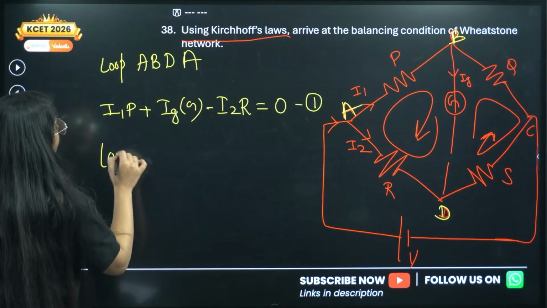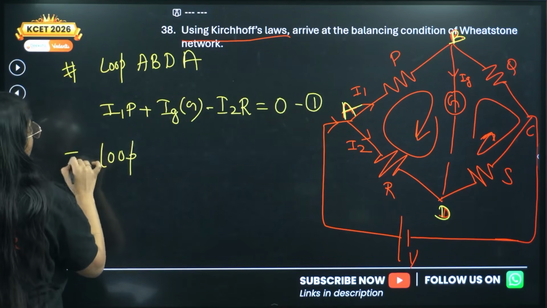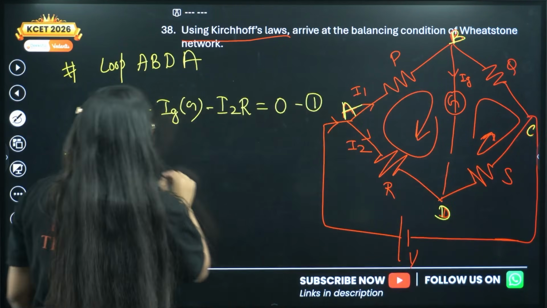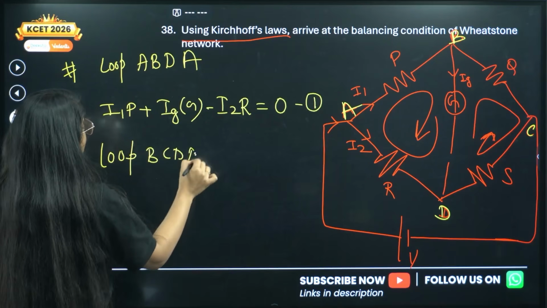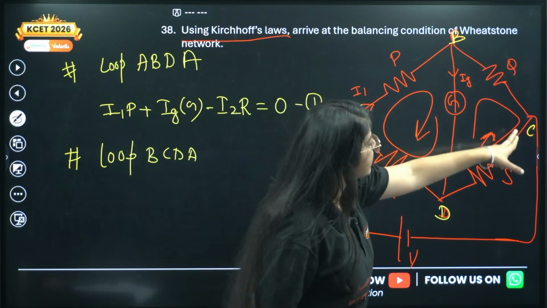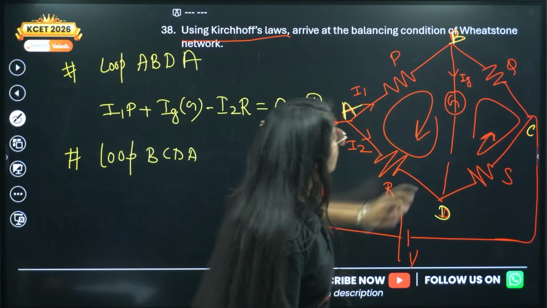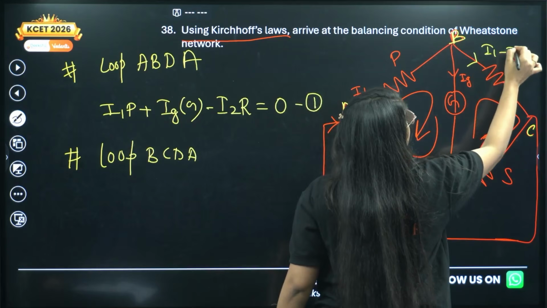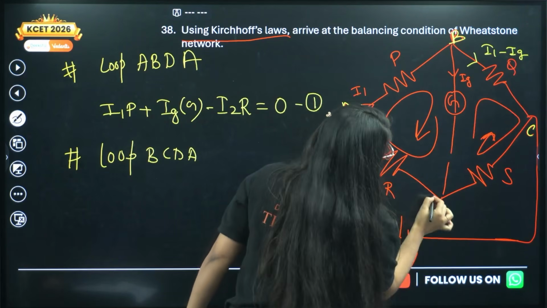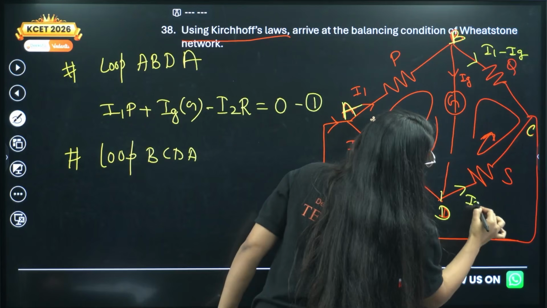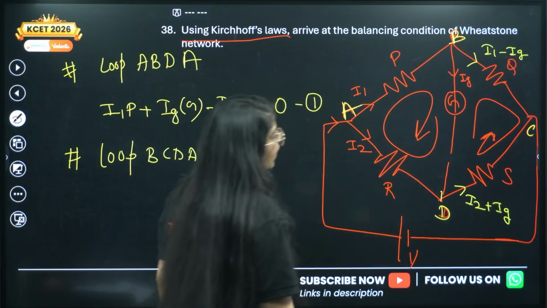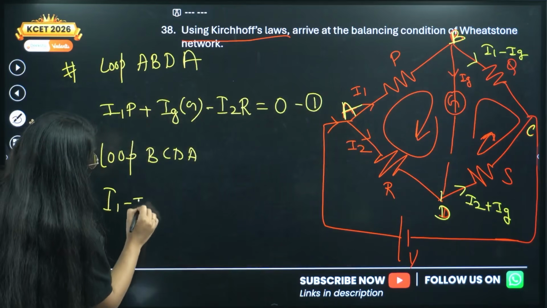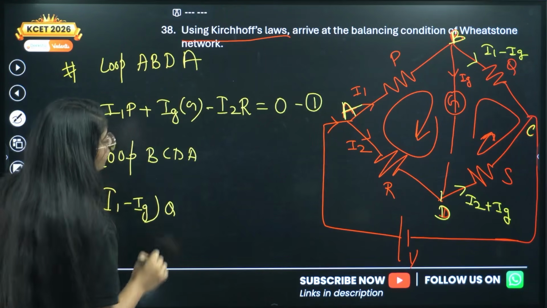Now for the second loop, that is BCDA. Loop BCDA, we will see the direction of current. It is taken something like this. That means now this is I1, Ig went here. So here I1 minus Ig is left, and Ig joined I2 here. So this is I2 plus Ig. Correct? So with Q, the current is I1 minus Ig, I1 minus Ig into Q.